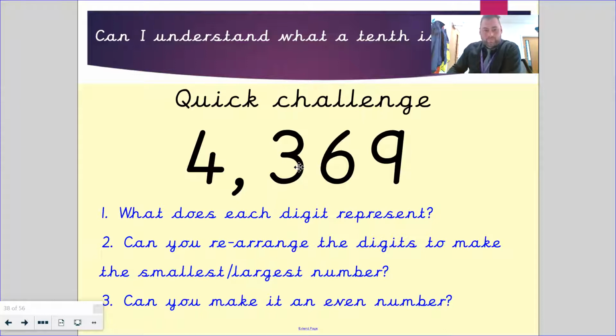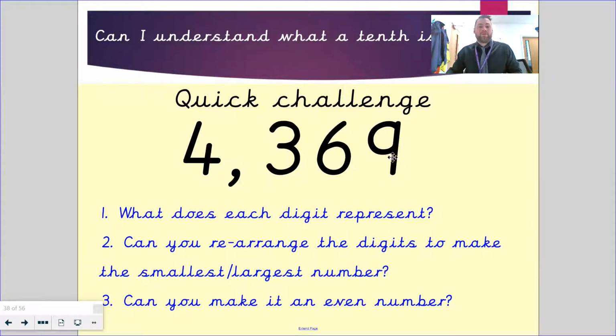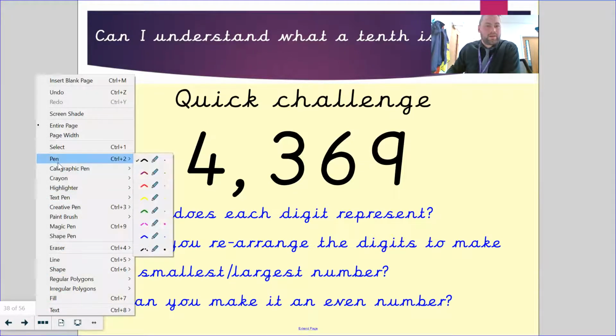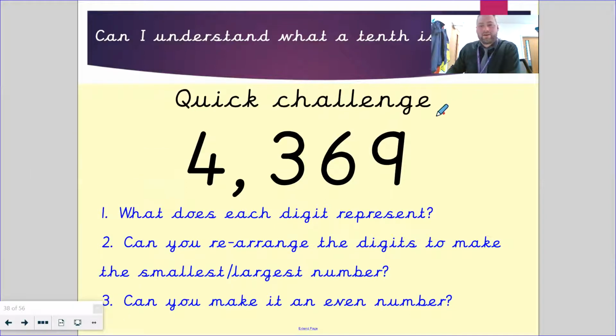So in this case, we want to make the largest number. So our largest number is going to obviously be in the thousands column, isn't it? And which digit is the largest digit here? It's the 9. So we would move our 9 to the 4, to the thousands. So if we wanted to make our largest number, we put our 9 in the thousands column. Then we have a look at the hundreds column. What's the next largest digit that we can use? It's the 6. So that goes in there.